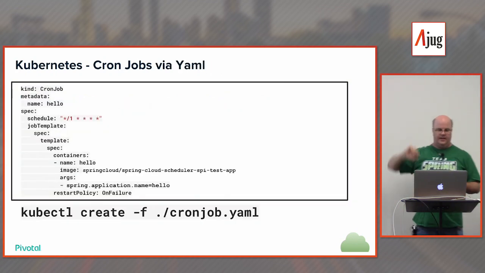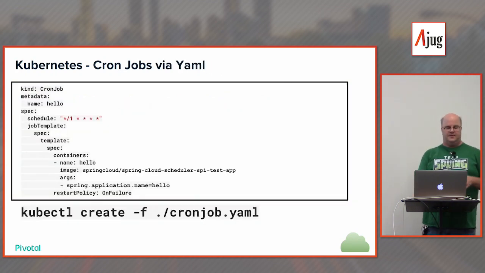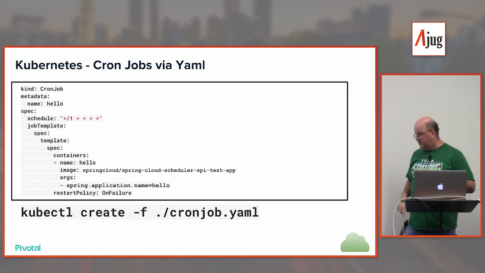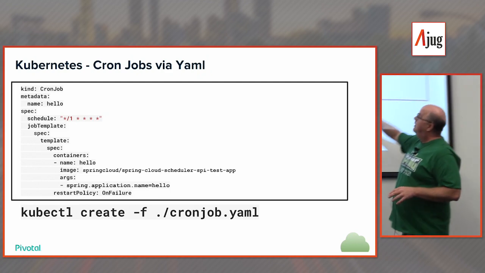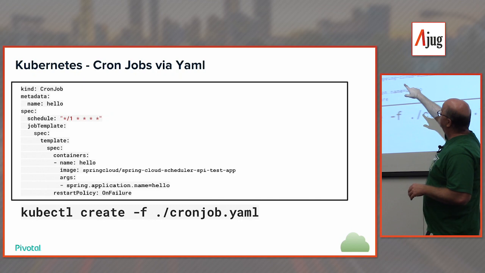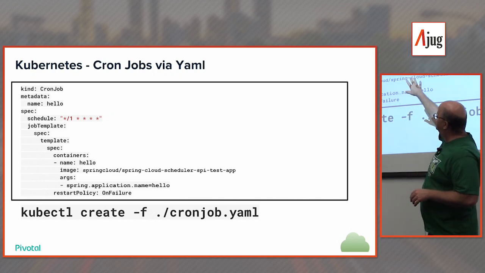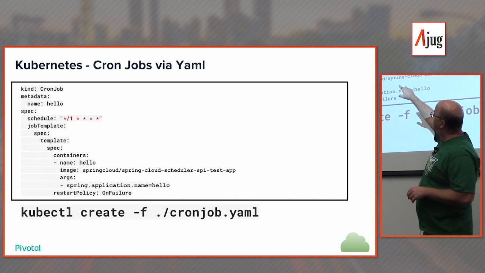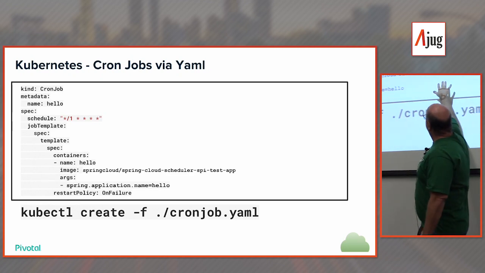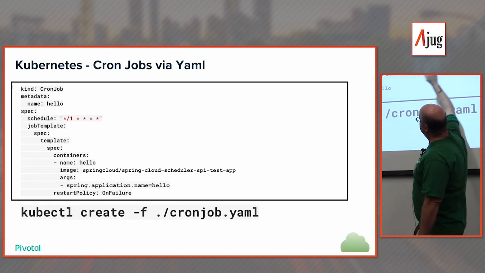If you are using a YAML file, I wish I could point here, but it doesn't really work that well, does it? I'll have to point here. You're going to set up your schedule spec. Again, that's just going to be your cron expression. Then you set up your job template spec, and from that, you specify the image that you're using. You can see here I have Spring Cloud Scheduler SPI test app.